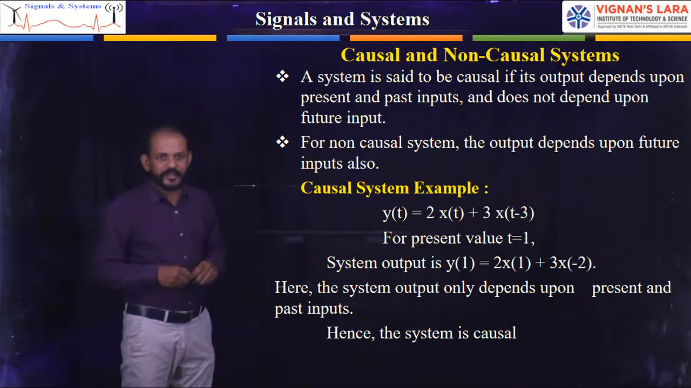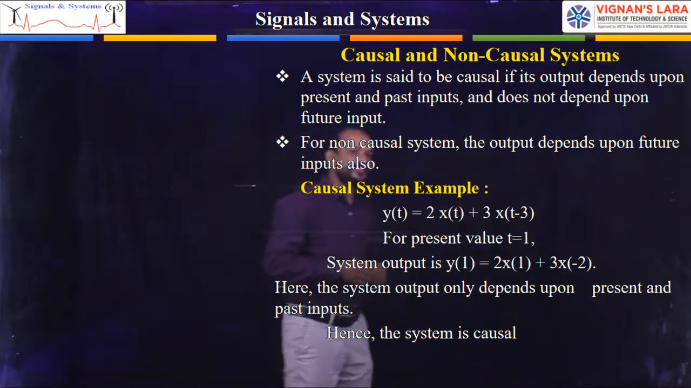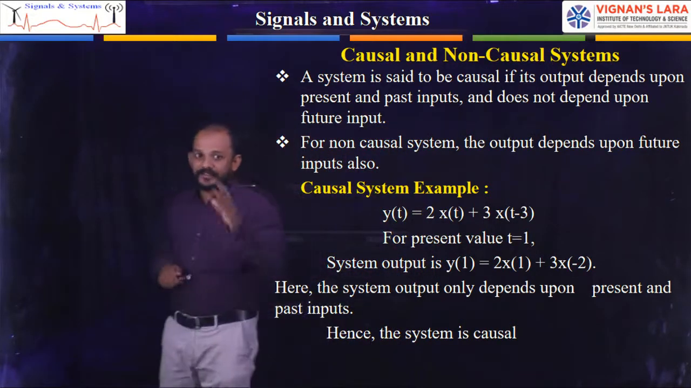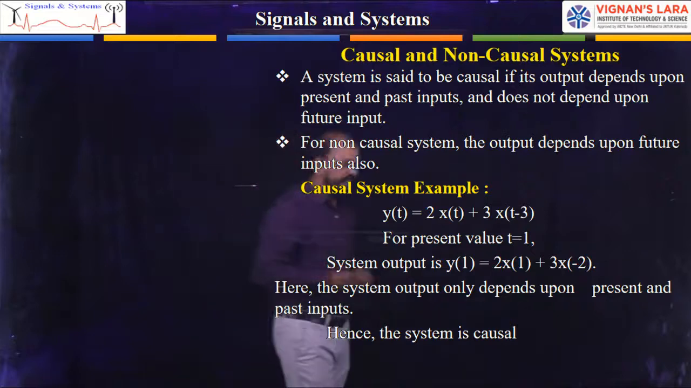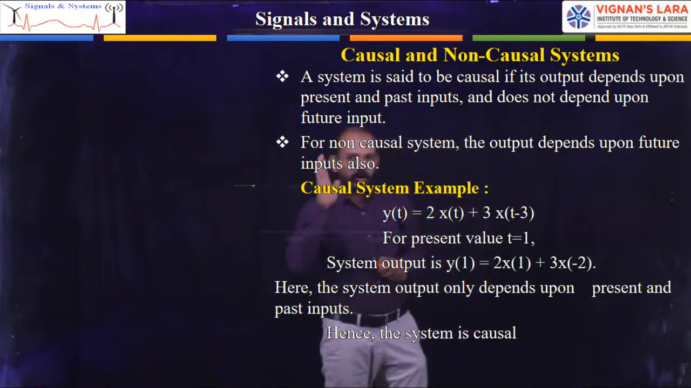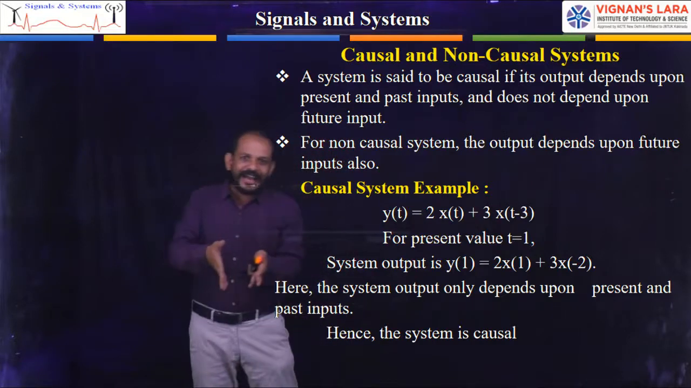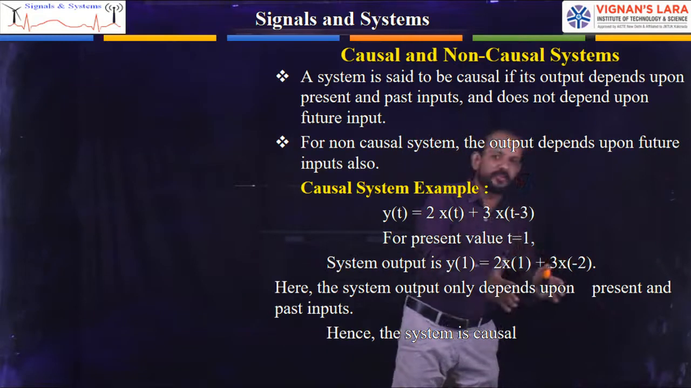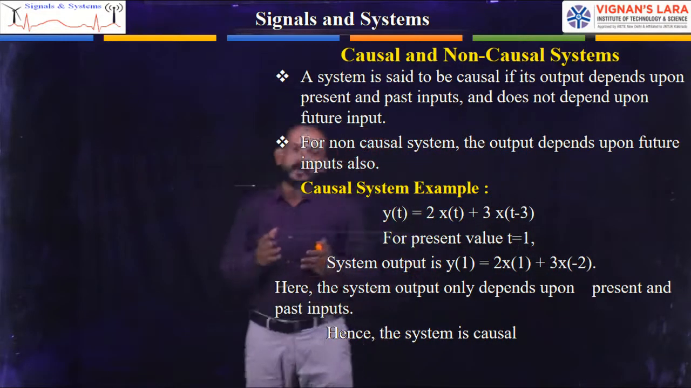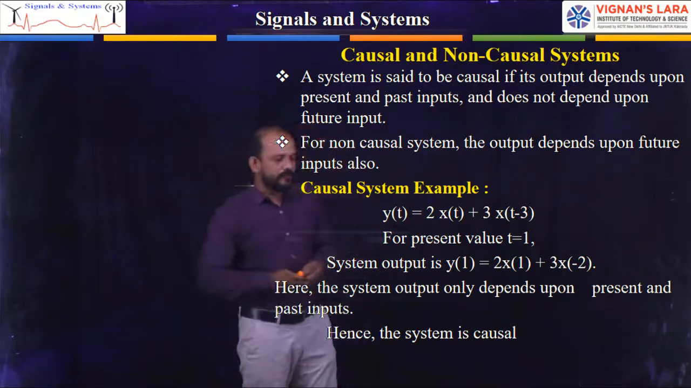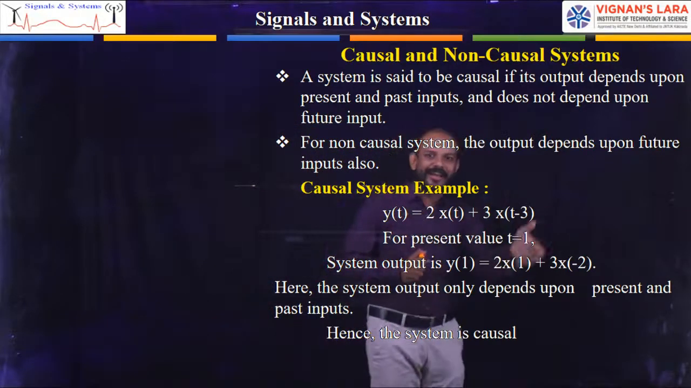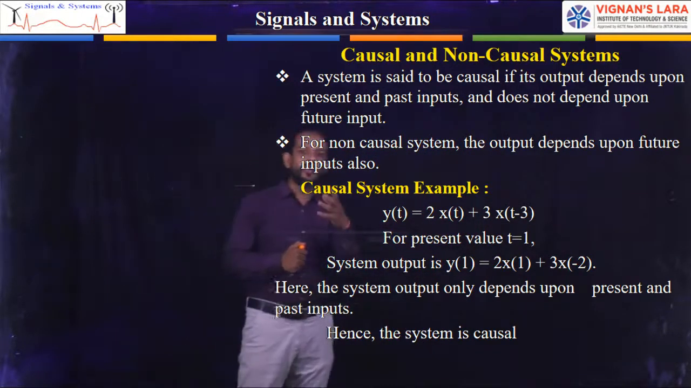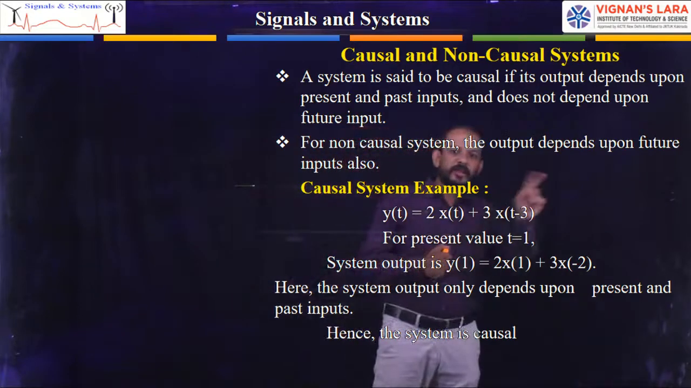A system is said to be a causal system if its output depends on present and past input values. Whereas for static, the output depends only on the present value. But for causal, it can depend on present and past values. If the output of the system depends on both the present and past input values, then I can say that it is a causal system. That means the system output does not depend on the future input.